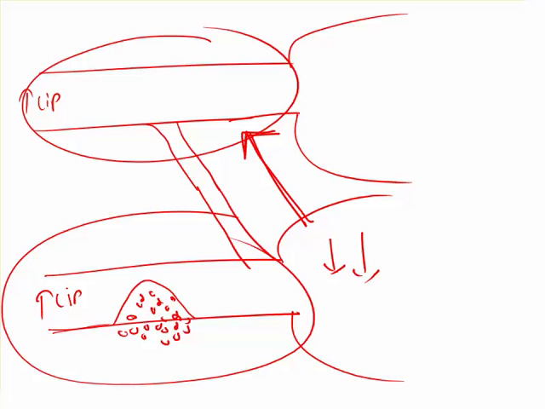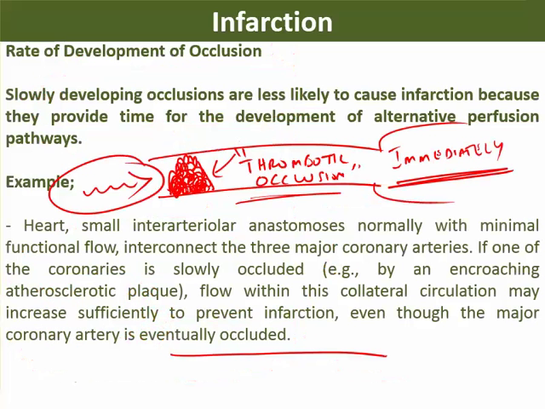This can happen. Why is my father surviving? Because this is happening to him. Even with 90% occlusion, because he is having good collaterals, good anastomosis, he is getting enough blood supply. Understand? So what you have to understand here is two things. If the rate of occlusion is fast, for example thrombotic occlusion, then infarction is immediate. And if the rate of occlusion is slow, infarction may be delayed because of collateral formation. So this is the concept I am explaining here.